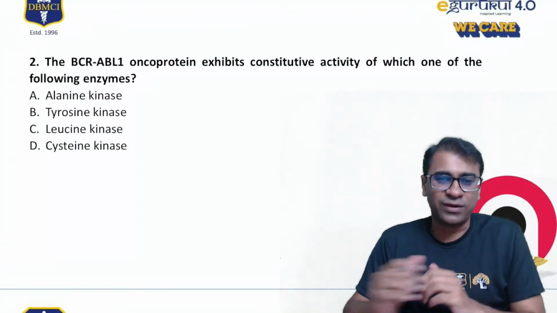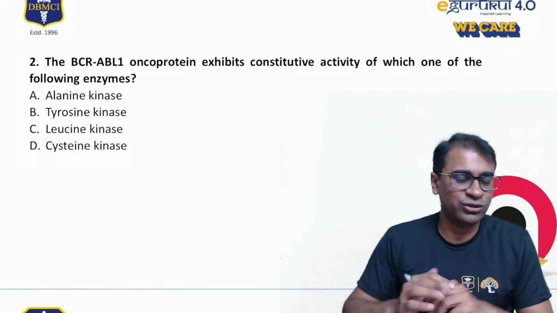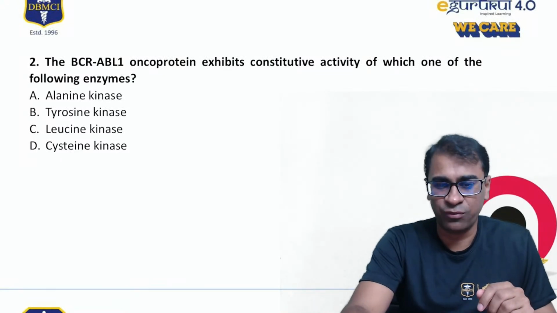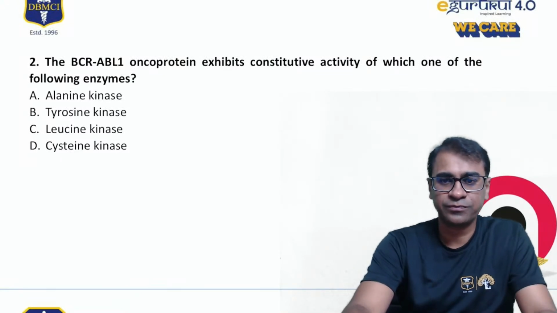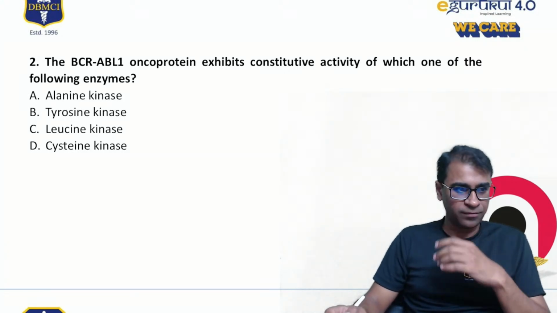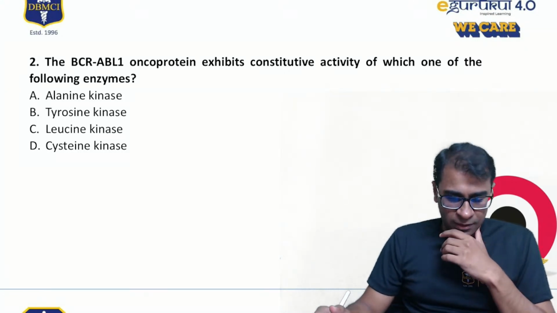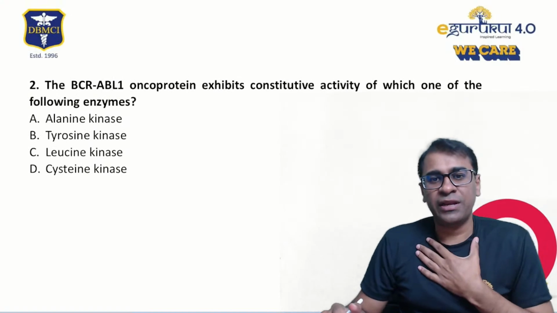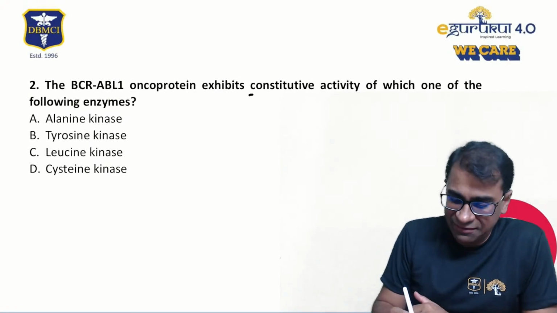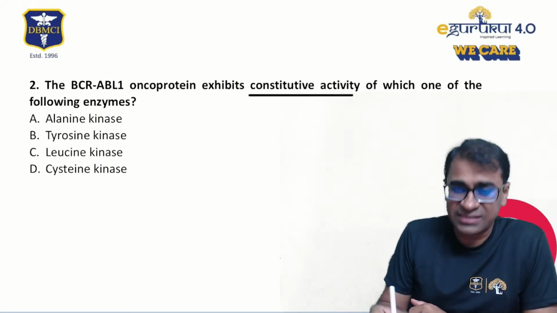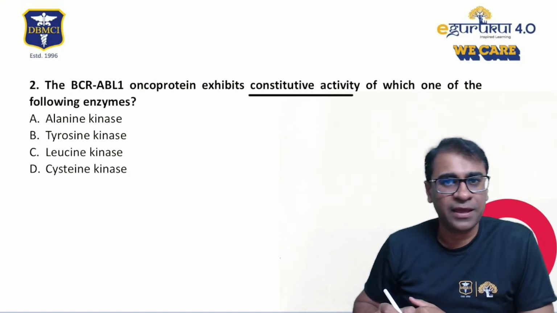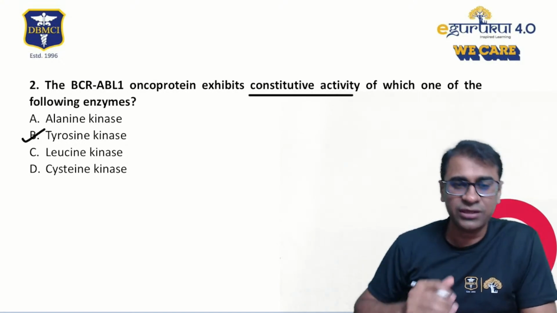Okay. So this one, easy one, but I want all of you to please participate here and tell me the answer. What is the answer do you think here? The BCR-ABL oncoprotein exhibits constitutive activity of which of the following enzymes? What is the answer here? Yes, it is surely tyrosine kinase.